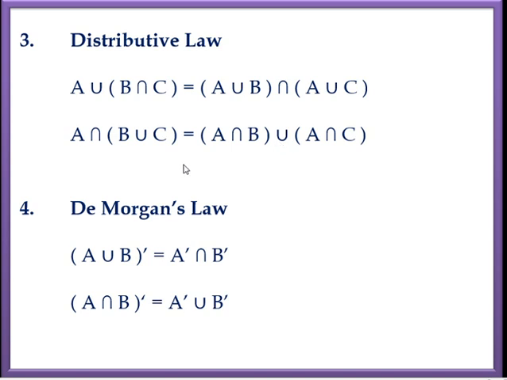Now these laws are very important. These are suggested by the mathematician De Morgan, so these are called De Morgan's laws. (A union B) complement is A complement intersection B complement. So you can say that the complement of a union is the intersection of complements. Similarly, (A intersection B) dash is A dash union B dash. That is, the complement of an intersection is the union of complements.